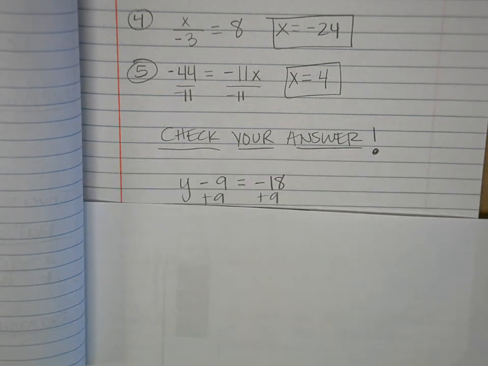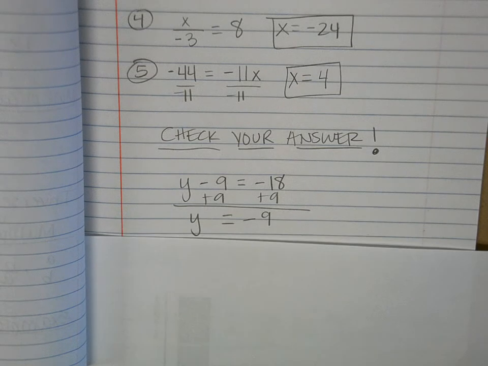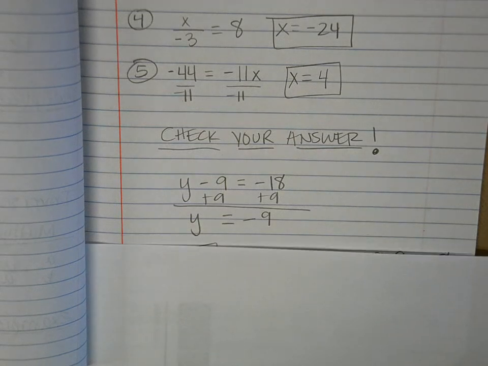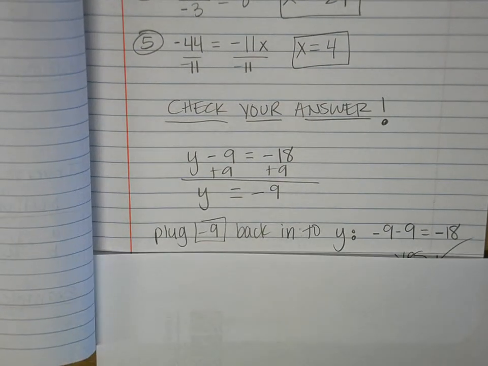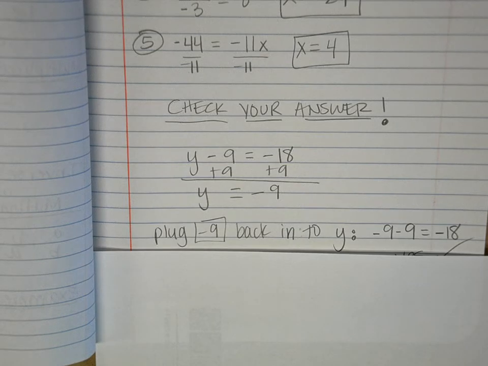So if I solve this, say I have y minus 9 equals negative 18, and I want to solve for y, I could add 9, and I get y equals negative 9. Here's my answer. How do I know if I'm right? Just plug it back in. That guarantees me 100%, right? So I plug negative 9 right back into the original equation. Wherever y was, I'll put that negative 9. Negative 9 minus 9, does that equal negative 18? Yes.